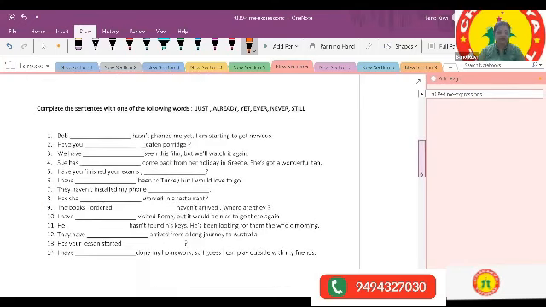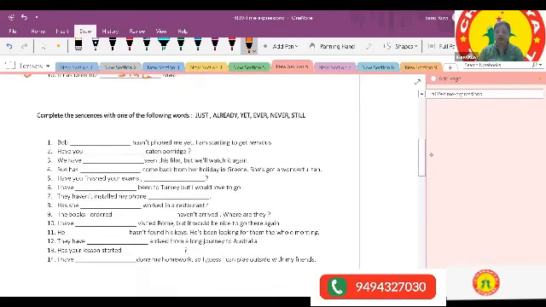That's perfect. Now, who's going to do this one? The next one? Sudhamshu? Solve this one? You have to use the following words: just, already, yet, ever, never, still.